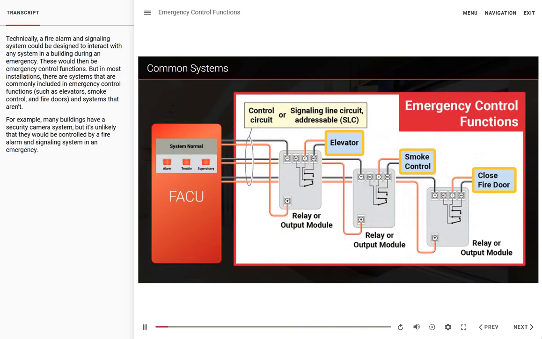Technically, a fire alarm and signaling system could be designed to interact with any system in a building during an emergency. These would then be emergency control functions. But in most installations, there are systems that are commonly included in emergency control functions, such as elevators, smoke control, and fire doors, and systems that aren't. For example, many buildings have a security camera system, but it's unlikely that they would be controlled by a fire alarm and signaling system in an emergency.